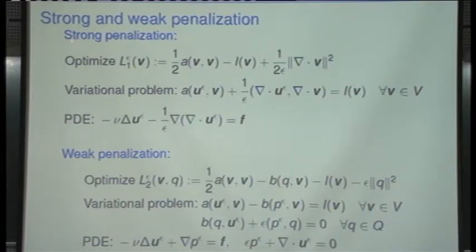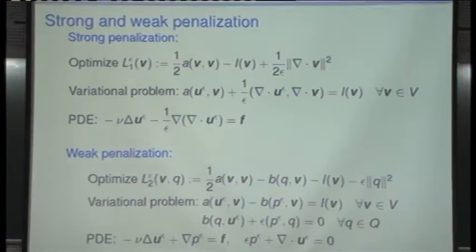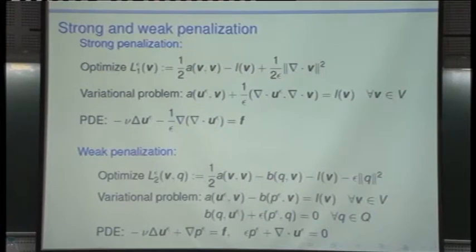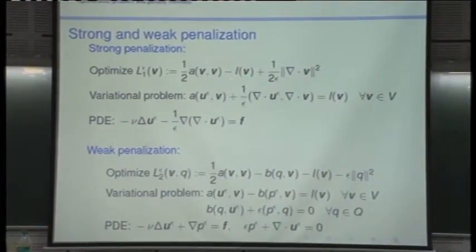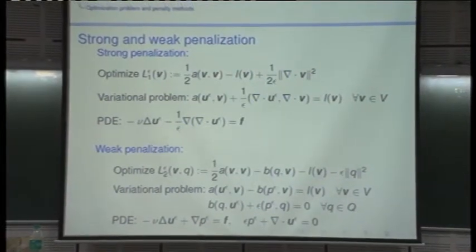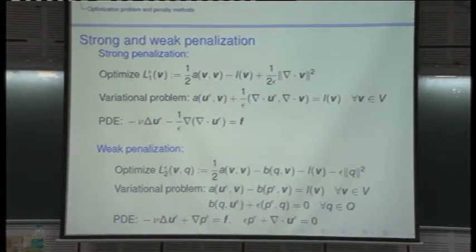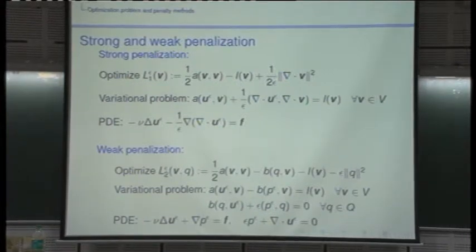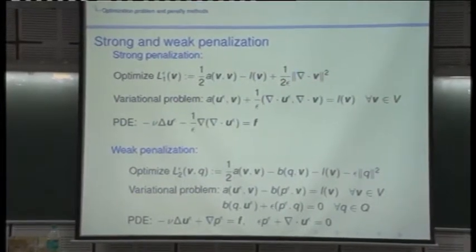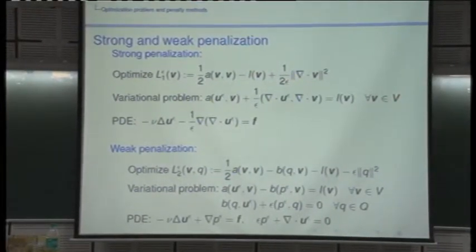So this is a summary, in fact, of what we have seen before. We have two alternatives. One is what is called strong penalization, and the other is called weak penalization. So what is the idea? In the first case, we optimize the standard energy functional in the space of divergence-free functions, but since we do not want to work in divergence-free functions, we penalize the functional with a large number multiplying the constraint. Okay, that's the optimization problem.